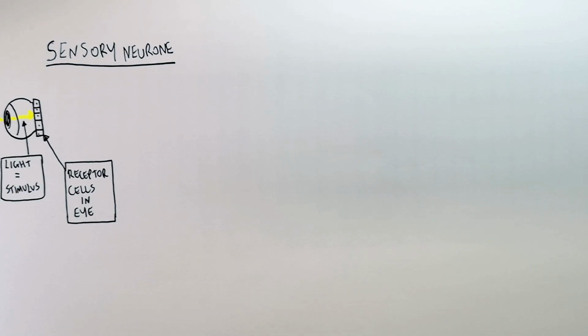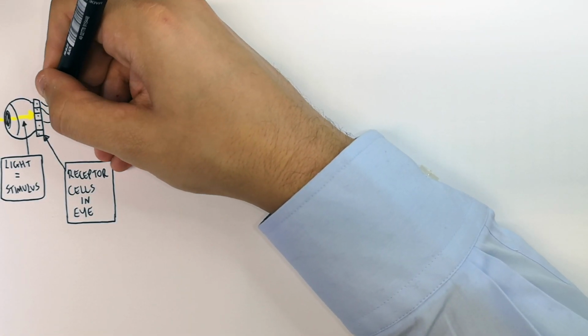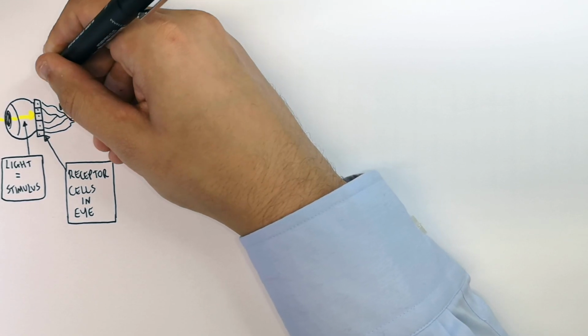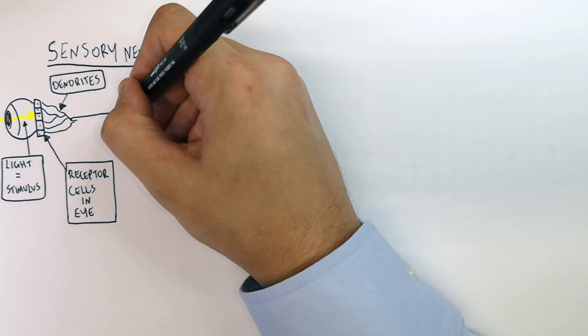You need to know the adaptations of the three neurons. We're going to start off with the sensory neuron. The sensory neuron is connected to the receptor cells in a receptor. Dendrites are connected to the receptor cells in a receptor. So in this case, the dendrites are connected to the receptor cells in the eye.